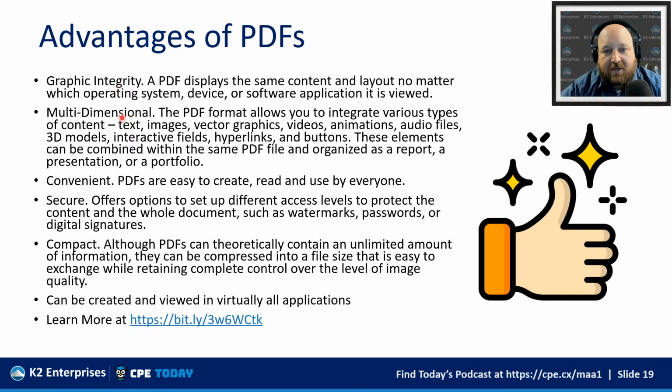PDFs are multidimensional, okay? You can build in layers inside of your files, and you can actually layer things on top of each other. So there could be something in front of something else, as an example, okay? It also allows you to be able to integrate other types of content. It's not just written word, okay? It can include, at the very minimum, text and images, vector graphics. Now, some people will even embed things like videos, animation, audio files, 3D files, and more.